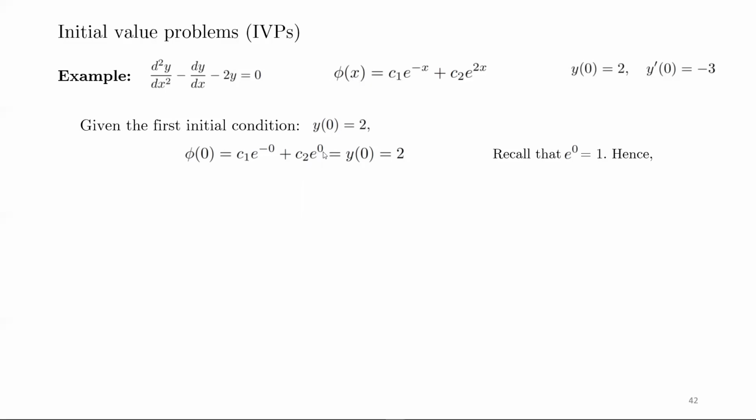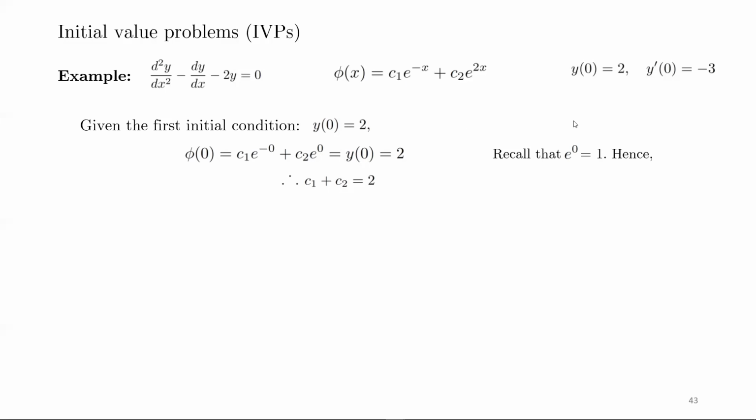And as we know, e to the 0 is simply equal to 1. If you put that in your calculator, you can convince yourself that e to the 0 is equal to 1. And we know that when we substitute x equal to 0, y is equal to 2. So C1 times e to the negative 0 plus C2 times e to the 0 is equal to 2. Therefore, we can simplify that and show that C1 plus C2 is equal to 2. We can't tell you the value of C1 and C2 yet, but we know that if we add C1 and C2 together, we get 2.